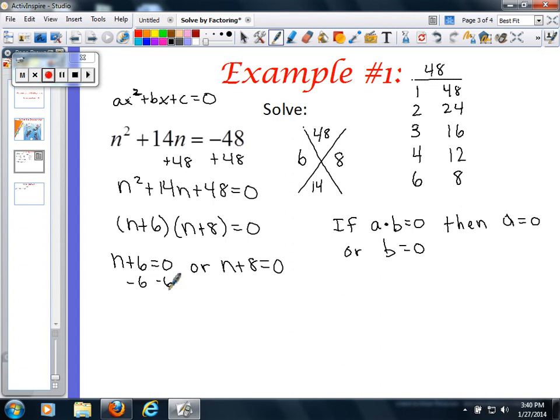So I subtract 6 from both sides, I get n equals negative 6. Or subtract 8 from both sides, n equals negative 8. And that's all there is to it. Okay? Let's go on to example number 2.